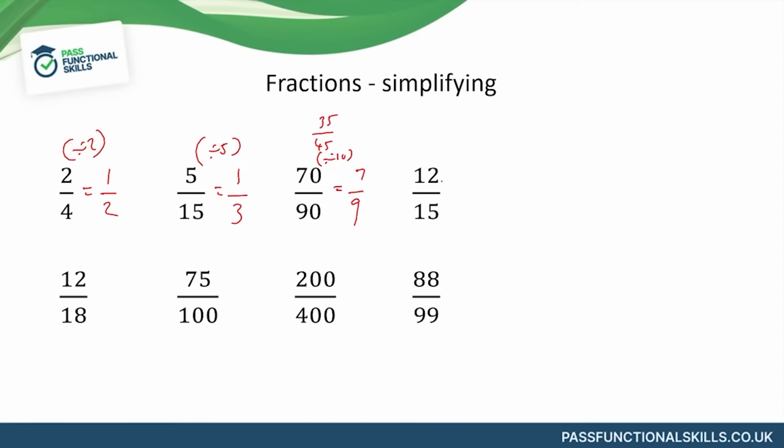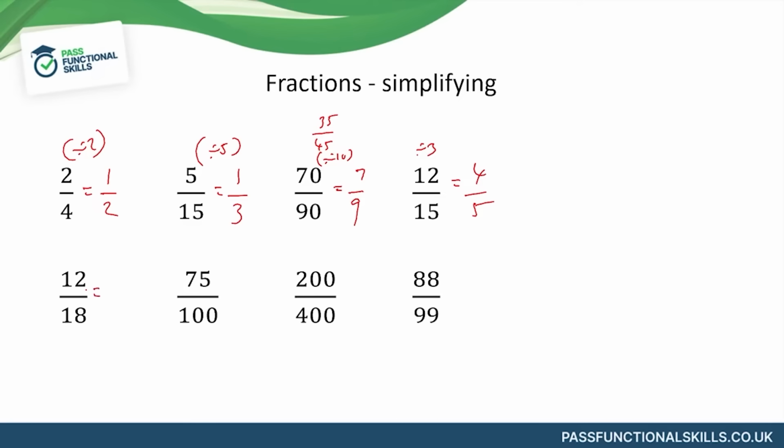Okay, so this fourth example here, we can't divide the top and the bottom by 2 because this is an odd number. So if we can't divide by 2 and it's not obvious to you, well, try dividing by 3. Both of these are in the 3 times table. 12 divided by 3 is 4, and 15 divided by 3 is 5.